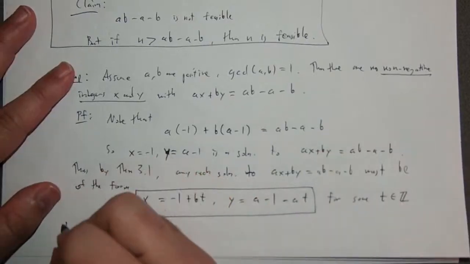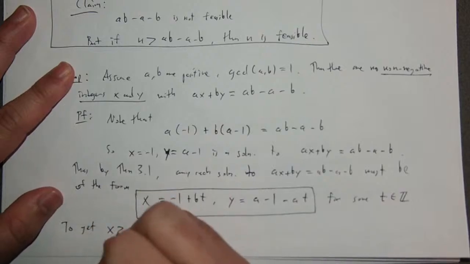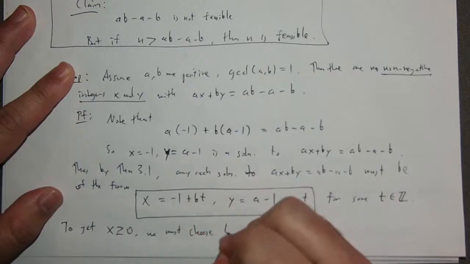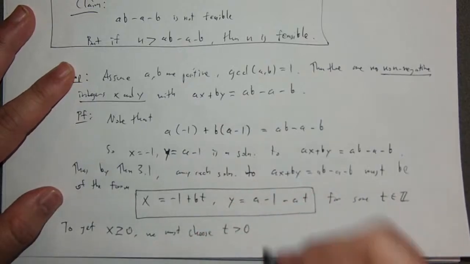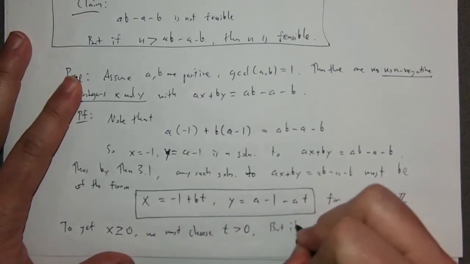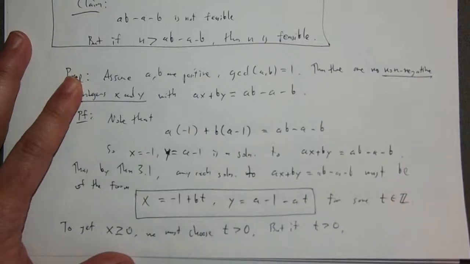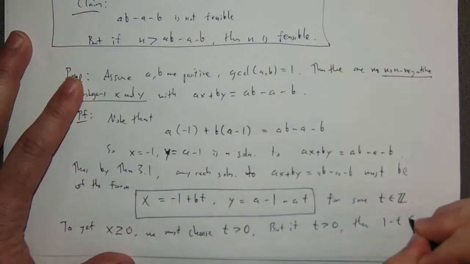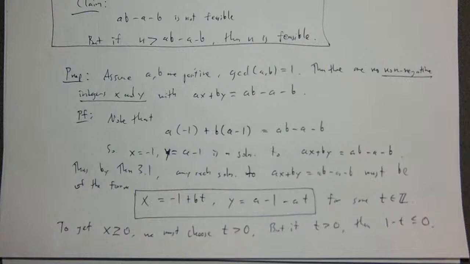So to get x greater than or equal to 0, we must choose t greater than 0. But if t is greater than 0, then 1 minus t is less than or equal to 0. Why is that a problem? So let's continue. So proof of that fact continued.